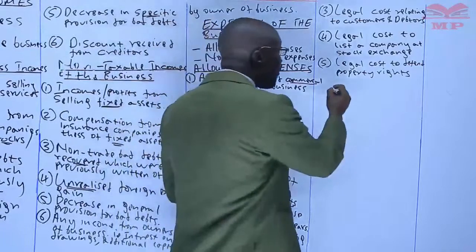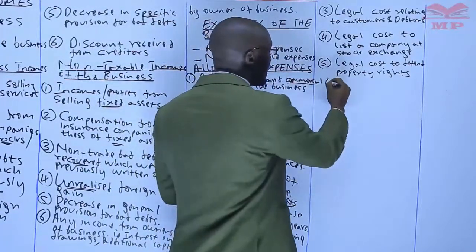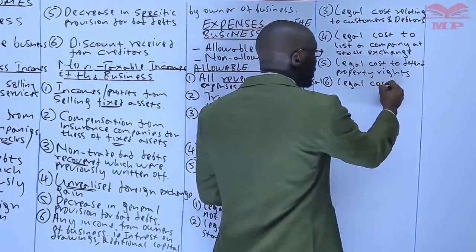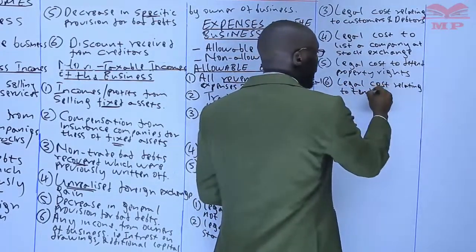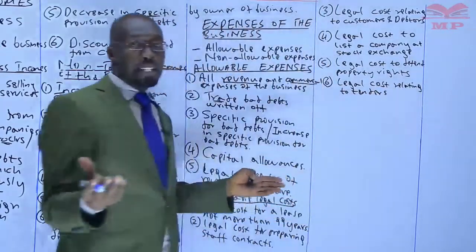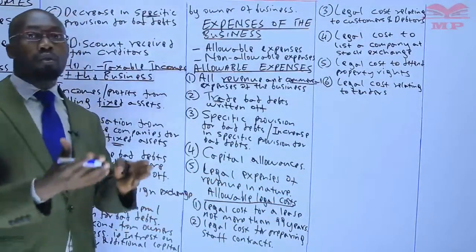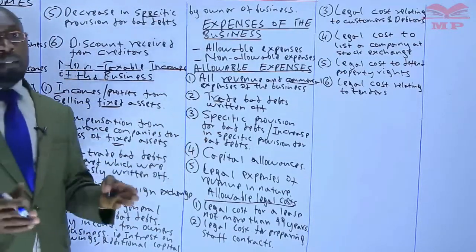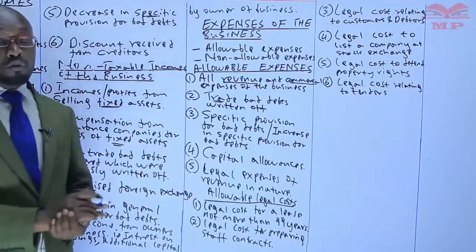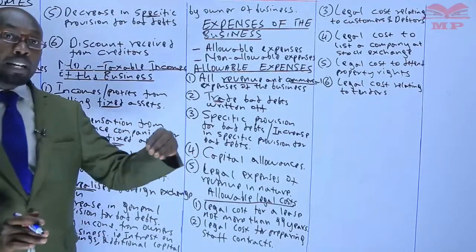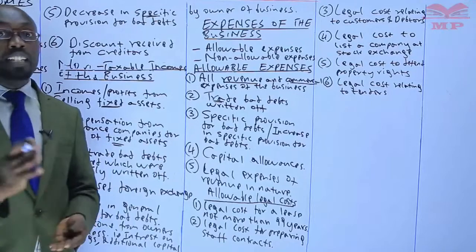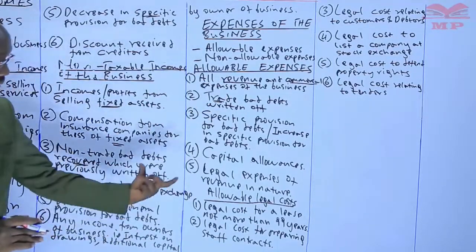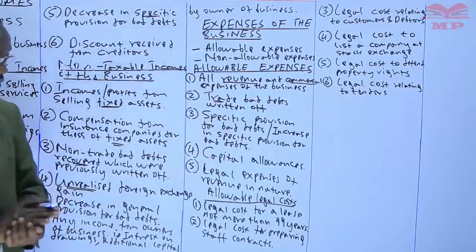The last allowable legal cost, number 6, is the legal cost relating to tenders. Tenders relate to your business. For example, you want to supply something to your customer. They tell you you have to tender. But maybe because you don't know the process of doing that, you hire a lawyer. Come and help me prepare these tender documents. They charge you some legal fee. That legal fee is supposed to be allowable. So these are the allowable legal costs.